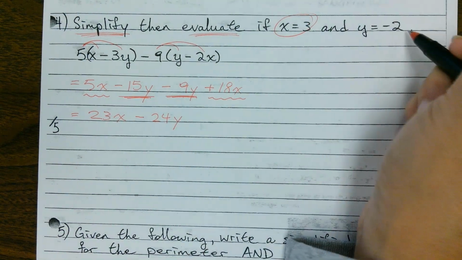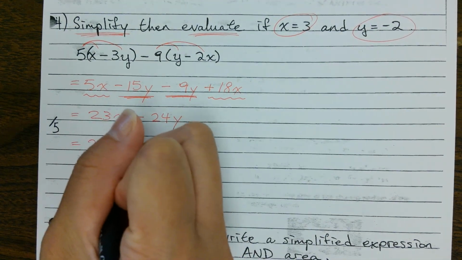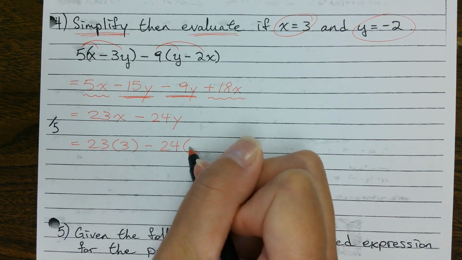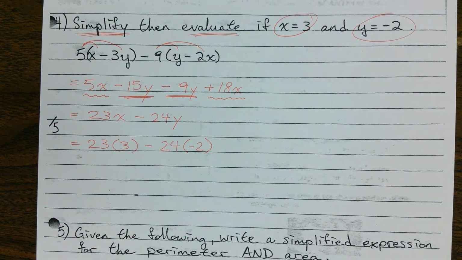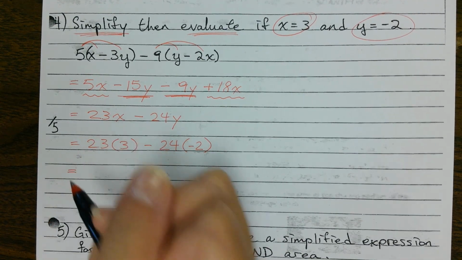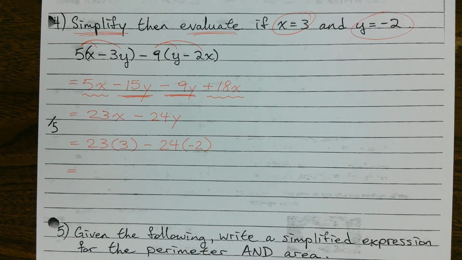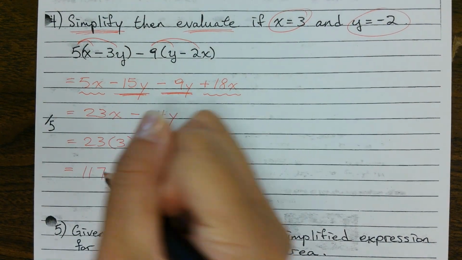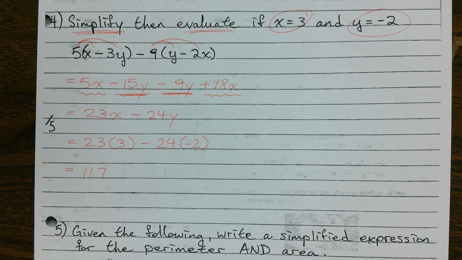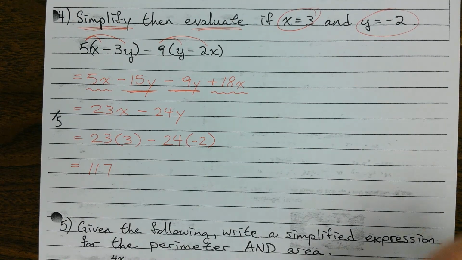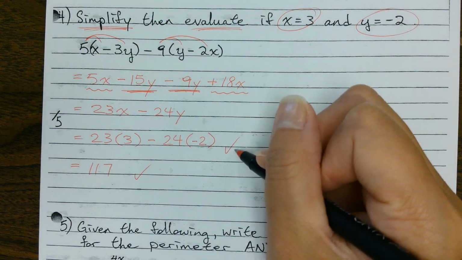Now we're going to sub in these 2 values. So, 23, 3, good. And then 24, bracket negative 2. Good. Whenever you substitute, make sure you put it in brackets. Without brackets, you change the whole question. So 23 times 3, take away 24 times negative 2. So you get 117. Remember here, negative 24 times negative 2, it's positive. It's plus 48.